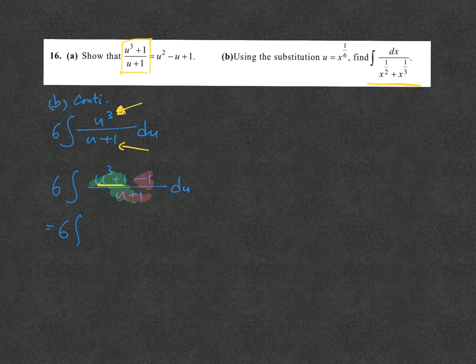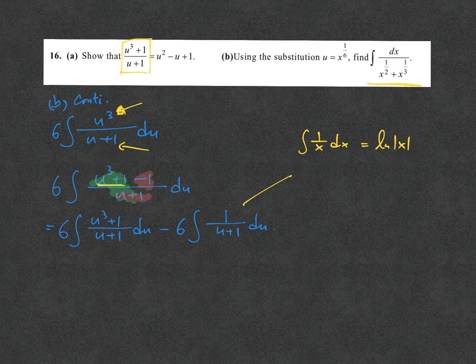Next, I will split them down. So you have u cube plus 1 over u plus 1 for the first expression, while the other one will be minus 6 of 1 over u plus 1 du. So if you remember, the integral of 1 over x dx will be equal to log absolute of x plus c. So what if you have x plus 1 or u plus 1? The same. So it's log absolute x plus 1 plus c. So if you forget the idea, please go back to the notes and revise it.